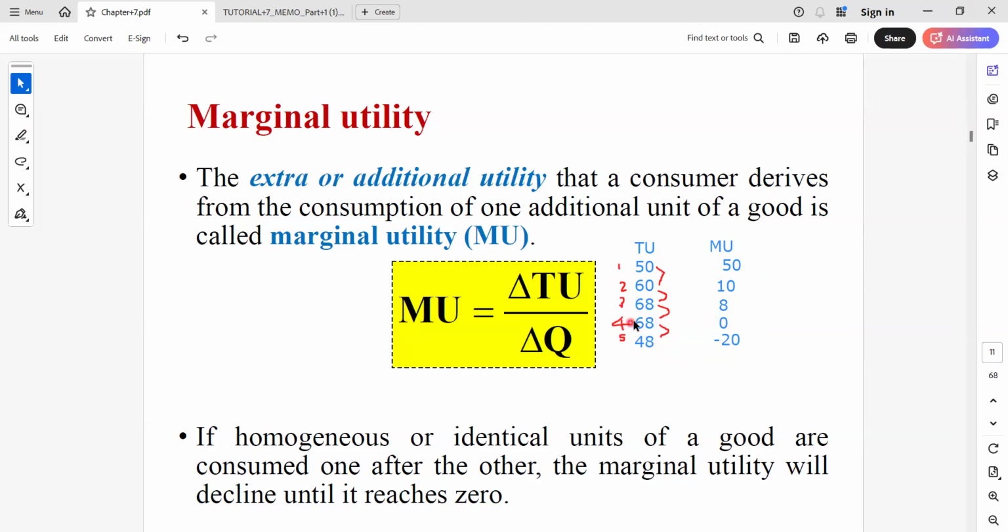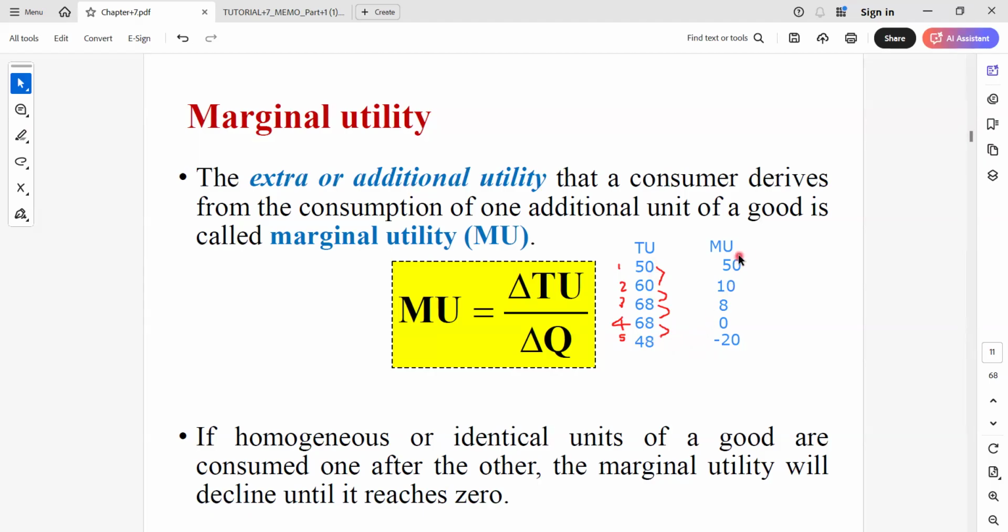You can see here, 68 is the maximum. This is the highest total utility you'd get. After that, it starts to decrease. And when your marginal utility is positive, you can see that your total utility is increasing. And then when it's negative, it's decreasing.